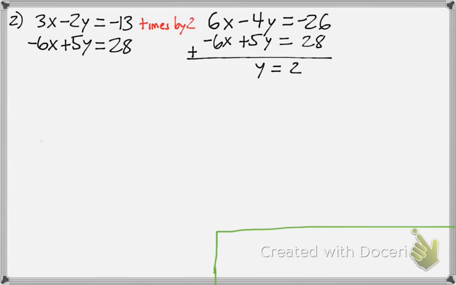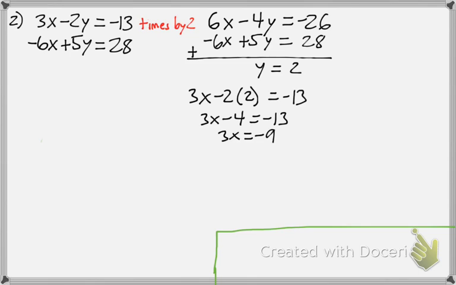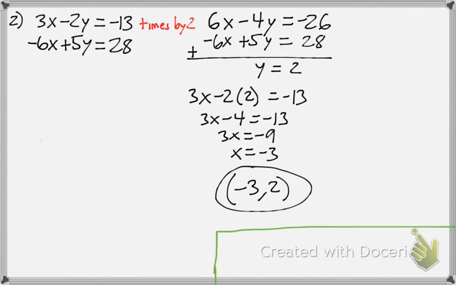My next step is to get the x value, and I want to plug that into either one of my original equations. So it does not matter which one. I'm going to plug it into the top one. So that's going to be 3x minus 2 times 2 is equal to negative 13. So that's 3x minus 4 is equal to negative 13. If I add 4 to both sides, 3x is equal to negative 9, and x is equal to negative 3. So my final answer is the point negative 3, 2. This is the intersection point of these two lines.